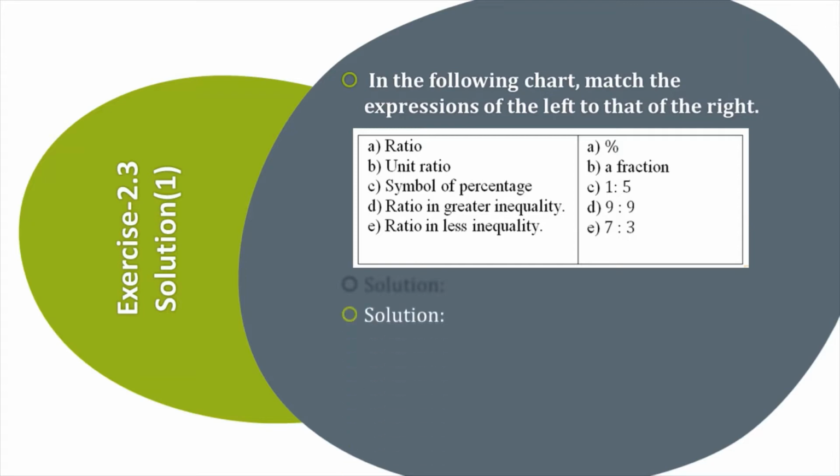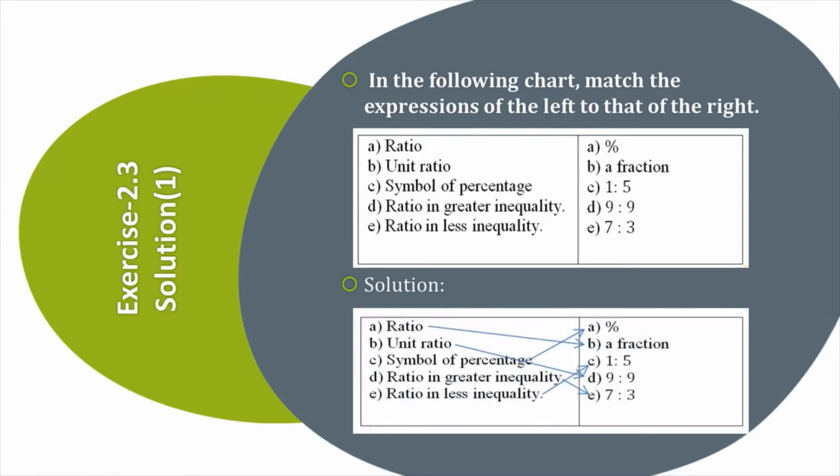Okay, that is the solution. As you can see, a number ratio, that would be a fraction, as you already know. Unit ratio, that would be 9:9 because antecedent and the subsequent will be the same. Symbol of percentage, that would be percentage sign. Ratio in greater inequality, that would be antecedent is bigger than subsequent. In here 7 is the antecedent and 3 is the subsequent.